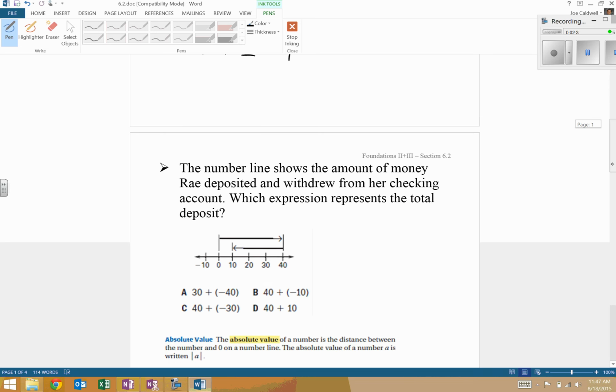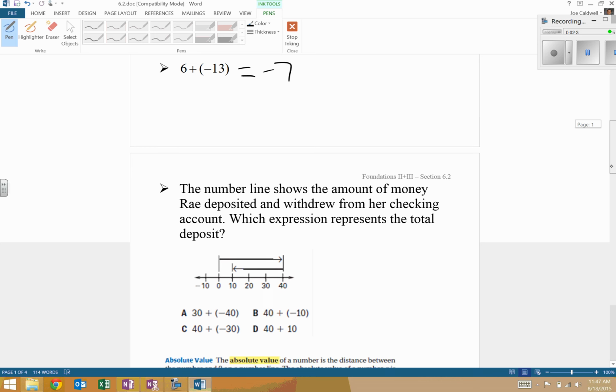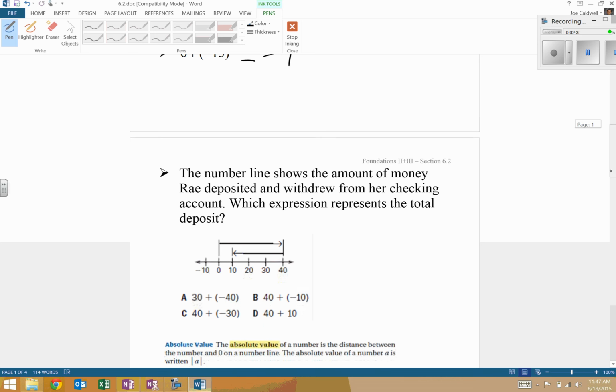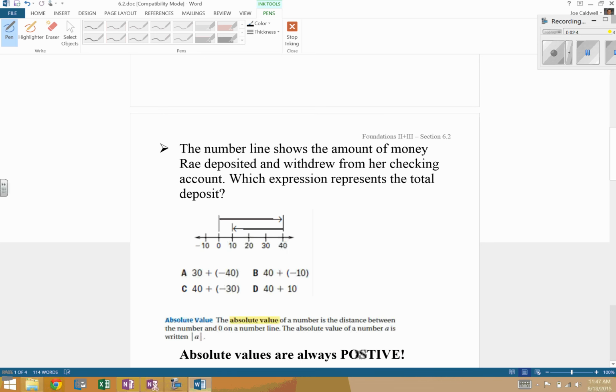So this number line shows the amount of money Ray deposited and withdrew from her checking account. Which expression represents the total? So we started out at 0, gained $40, and then went back down to 10. So I mean she lost $30. So what would represent gaining 40? Well, that'd have to be a positive 40. What would represent losing to get down to 10? Losing 30, that'd be a negative. So our answer would be C.